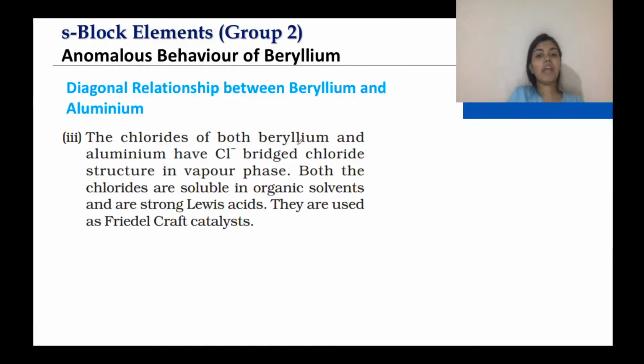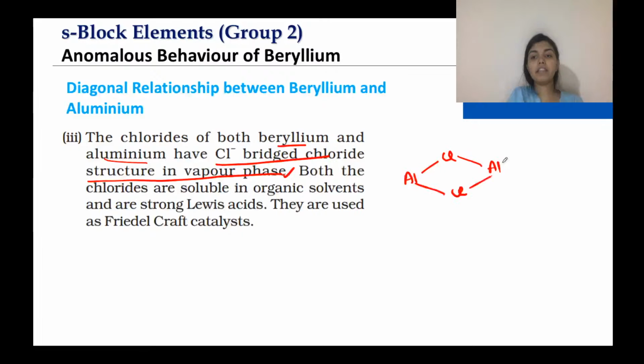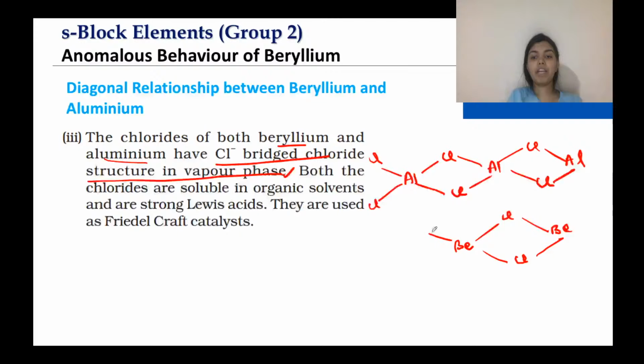Next, the chlorides of both beryllium and aluminium have a Cl minus bridged chloride structure in the vapor phase. This is very important. Aluminium chloride has a structure somewhat like this, right? And the BeCl2 structure we have already discussed in the previous session. It was also somewhat like this, right? In the vapor phase, they have a bridge-like structure.